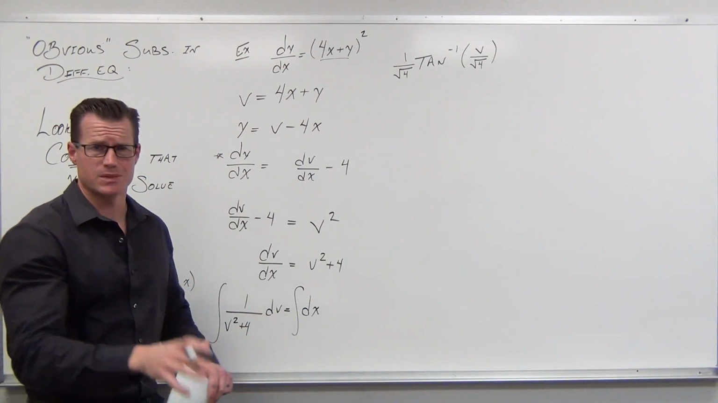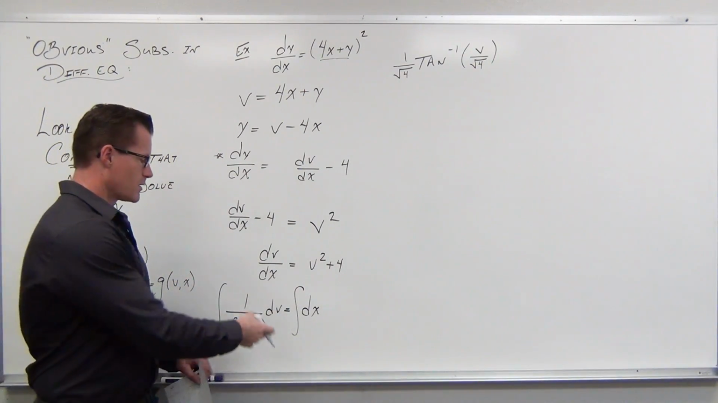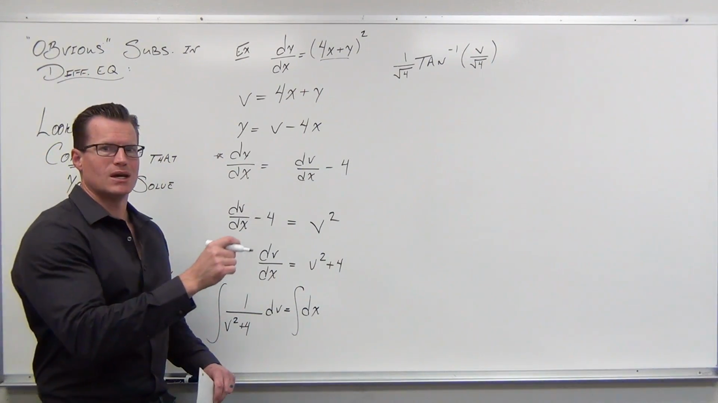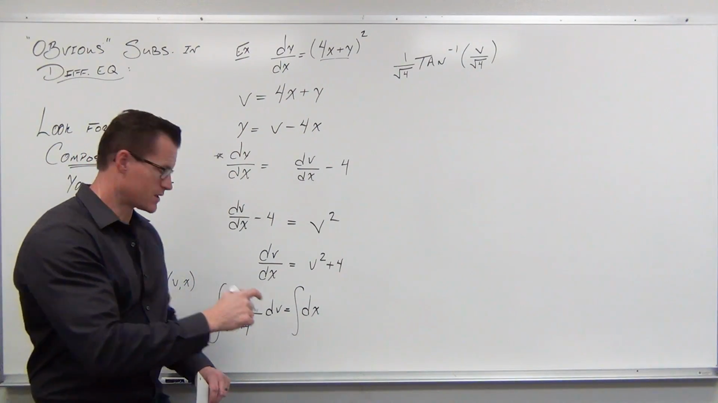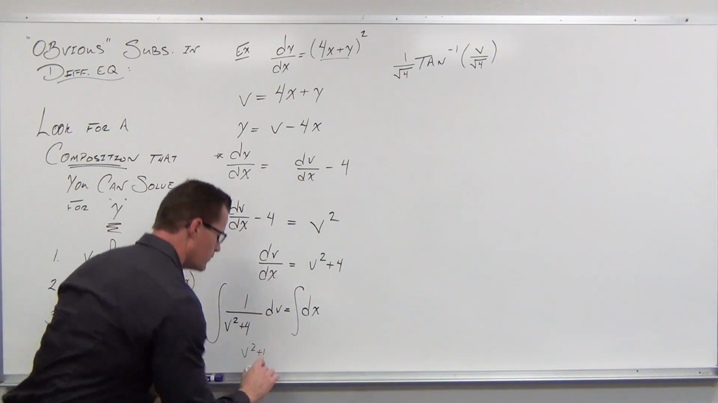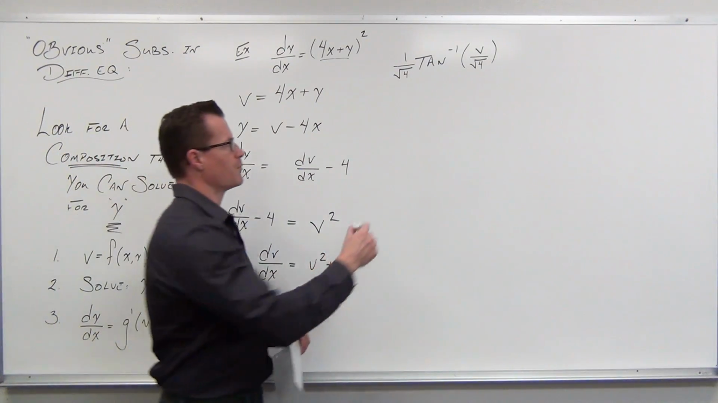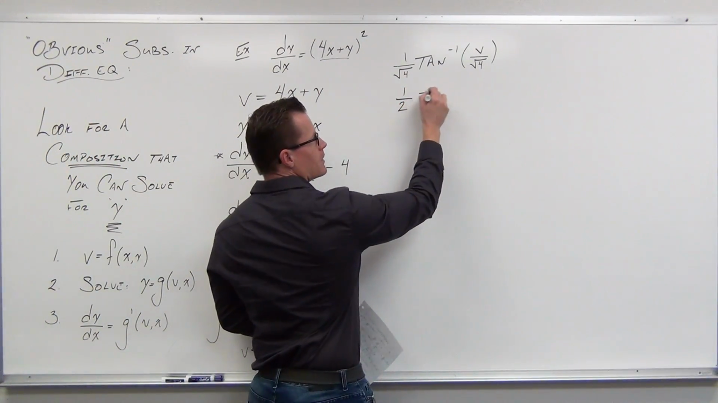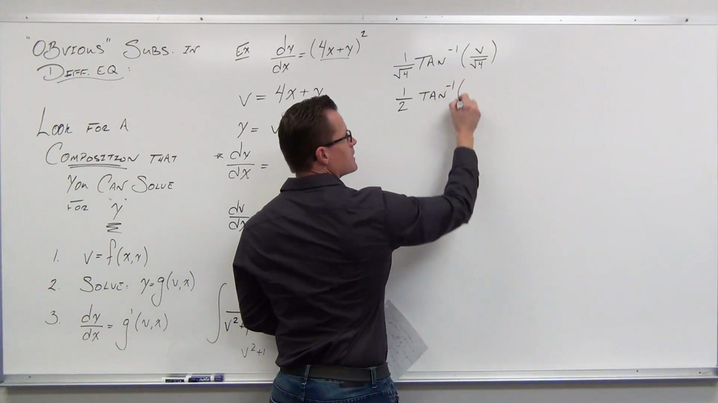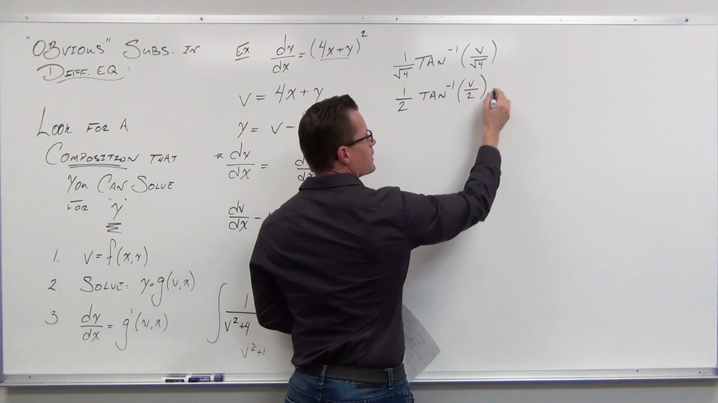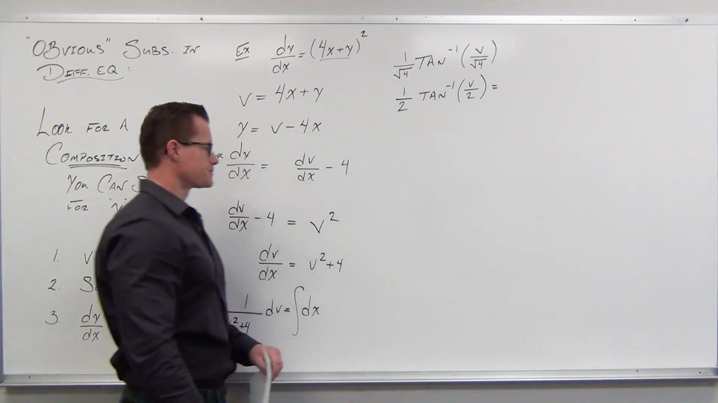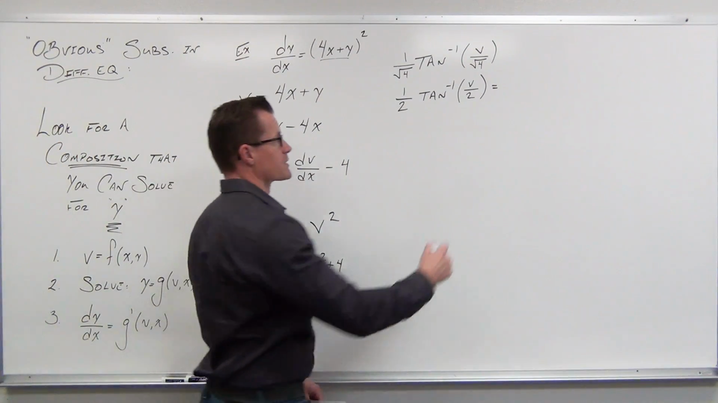We've done it several times. Even in this class, we've done that. But here, since it's not 1, usually you'd get 1 over the square root of 1. If this had been v squared plus 1, that's what you get. But now it's 1 over square root of 4. No problem. That gives us a 1/2. It gives us a tan inverse still. It gives us v over 2. And then on the right-hand side, we just have this x plus c1.